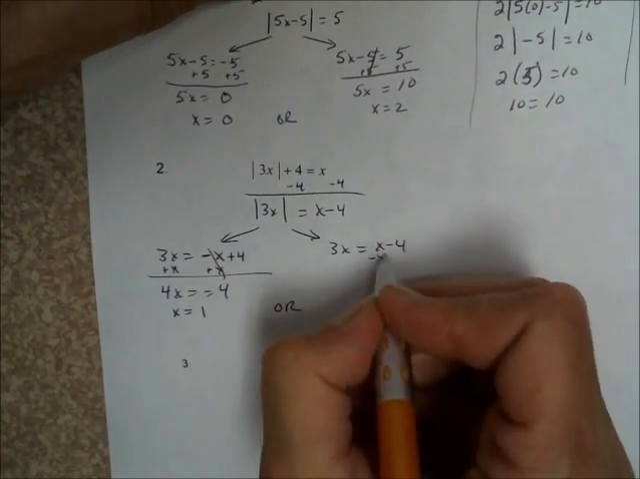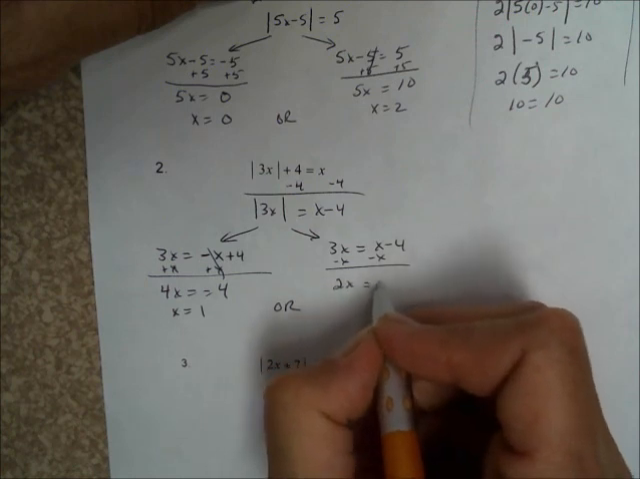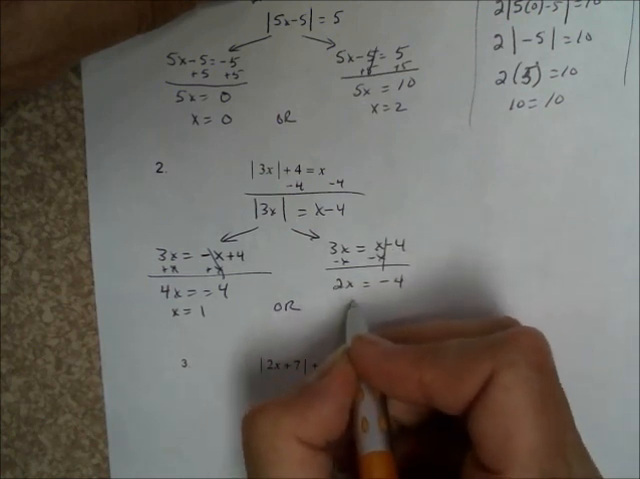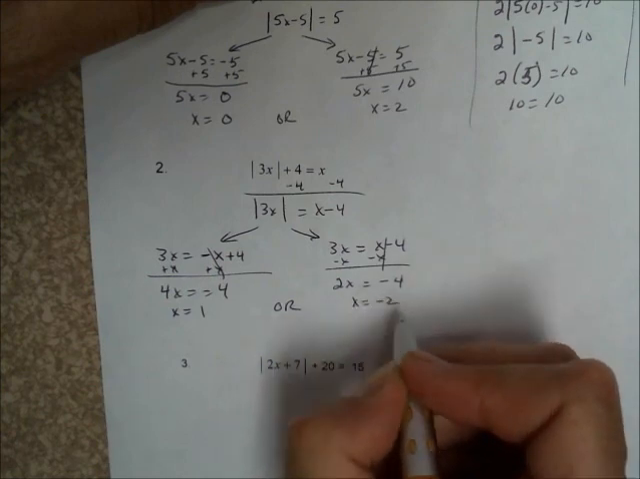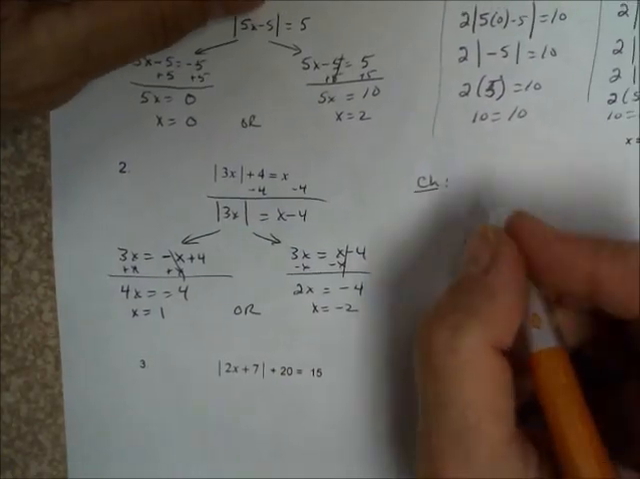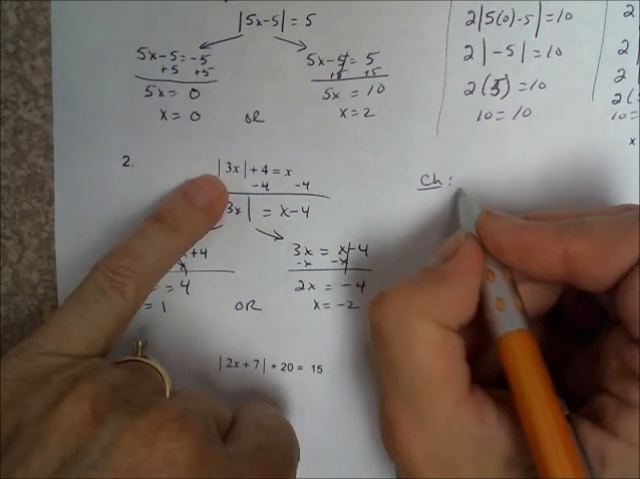On the other side, you're going to subtract x from each side. So 3x minus x is 2x. 2x equals, that cancels, negative 4. So when you divide both sides by 2, x equals negative 2. Now let's check these answers, and you're going to see something interesting here. Checking in the original equation, let's check x equals 1.